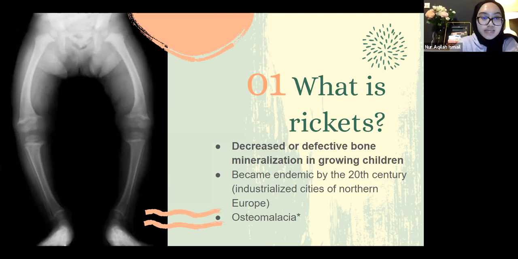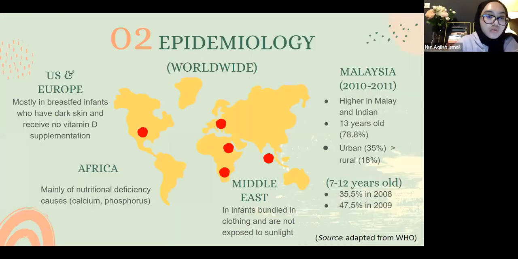Now, the epidemiology of rickets. In the US and Europe, rickets occurs mostly in breastfed infants who have dark skin and receive no vitamin D supplementation. In Africa, rickets occurs mainly from nutritional deficiency, particularly calcium and phosphorus deficiency. On the other hand, in the Middle East, rickets occurs in infants bundled in clothing who are not exposed to sunlight.